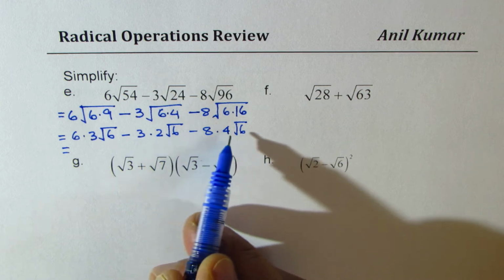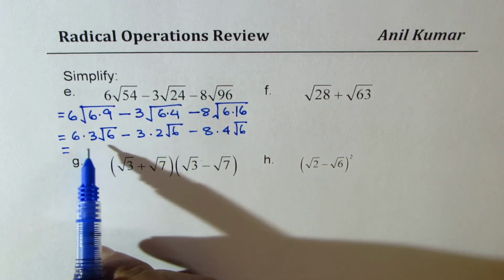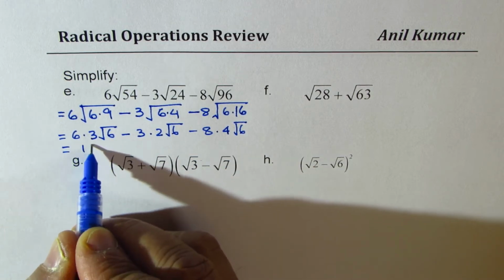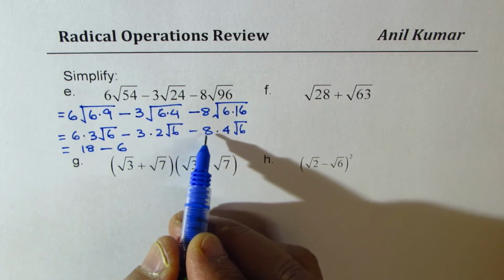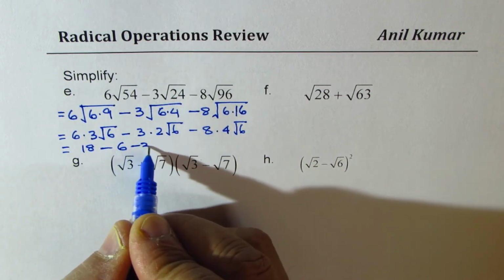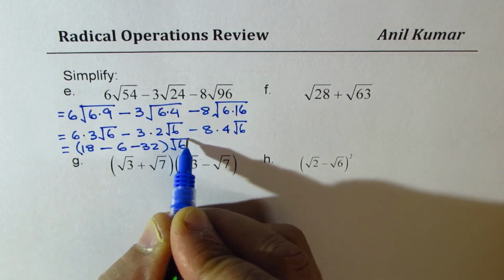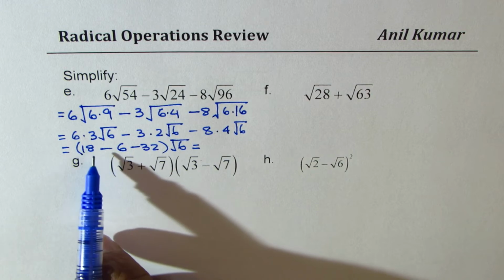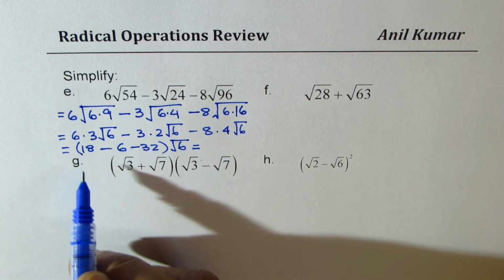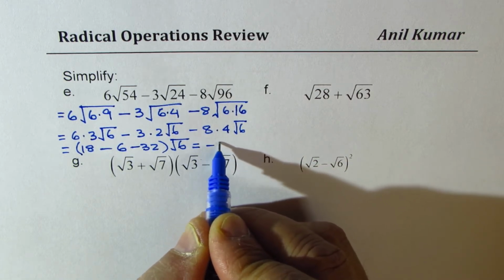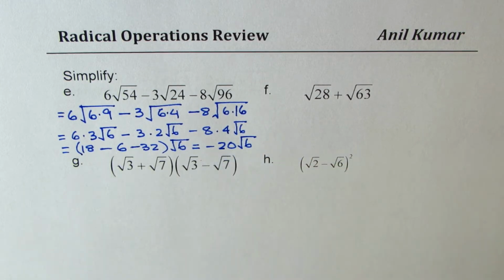Now all these are like terms since square root 6 is common, right? So we could add 6 times 3, 18, take away 3 times 2, 6, and take away 8 times 4, 32, with square root of 6. Now we can combine that. So we have to take away 38 from 18, that leaves us with minus 20 square root 6. So that becomes the answer for the given question.